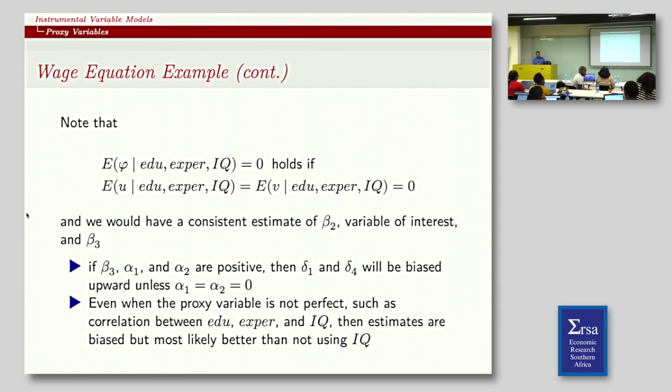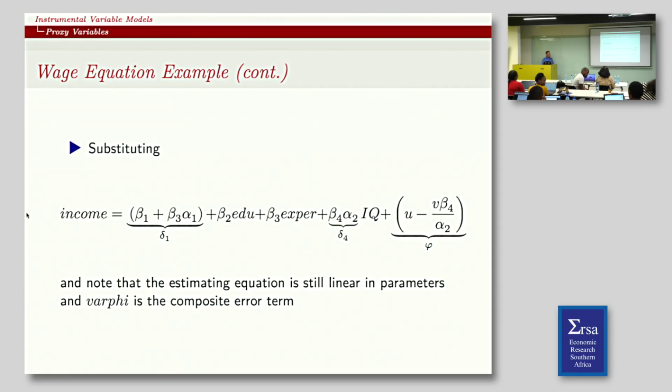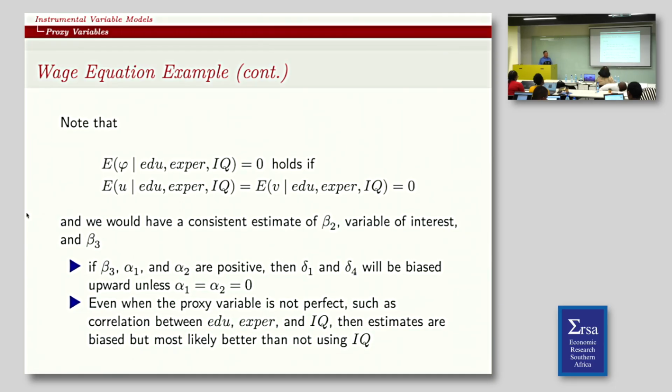What we need, however, to estimate that is for this error term to be well behaved, right? It needs to be uncorrelated with the other variables in the regression. Otherwise, this doesn't really work, right? So that's what we've got here.